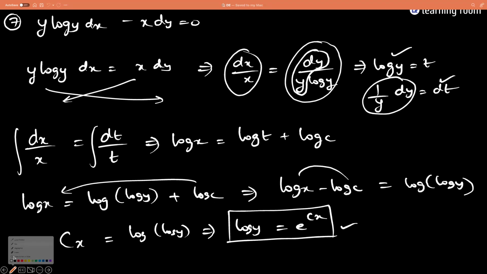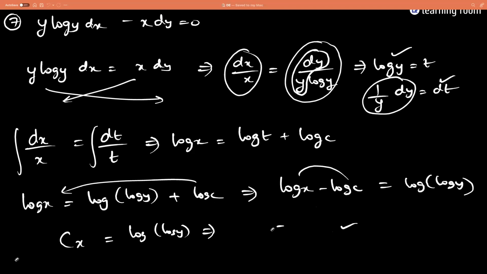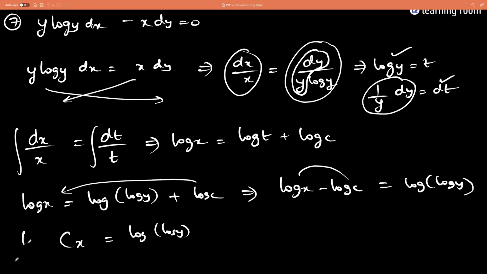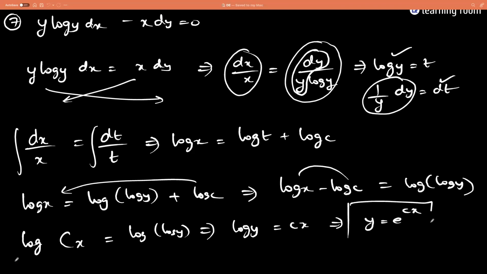Wait, there is a mistake. So log cx is equal to log y, which implies log y is equal to cx, which implies y is equal to e power cx. Then this should be the solution.